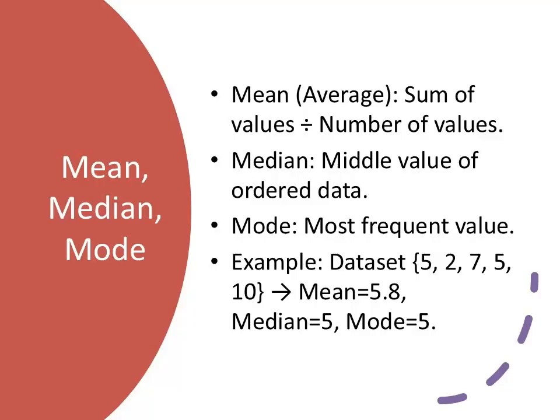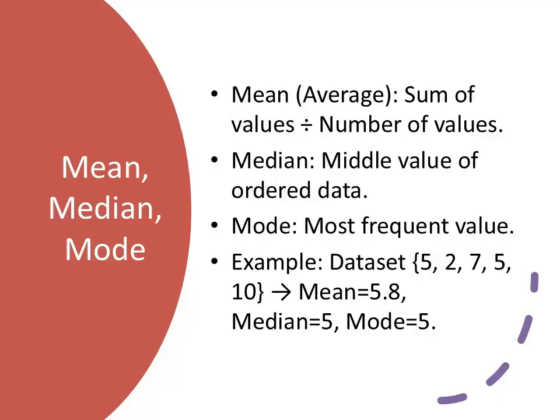Now mean, median, and mode. You'll calculate these often in this course. Mean is the average, add up all the numbers, divide by how many there are. Median is the middle value when the data are ordered. If there's an even number of values, average the two in the middle. Mode is the most frequent value. You can have more than one mode or none at all.